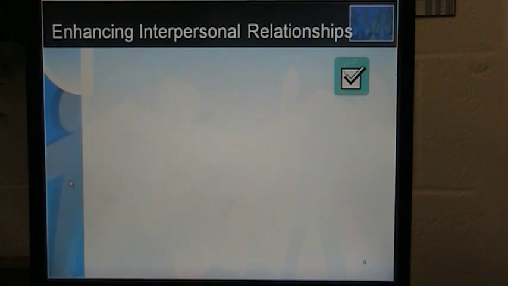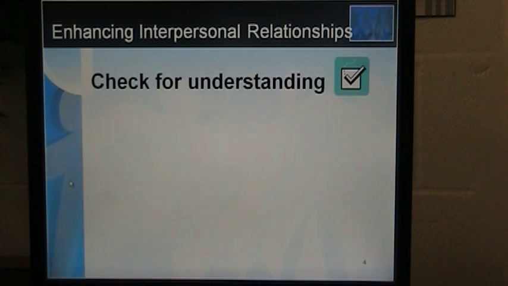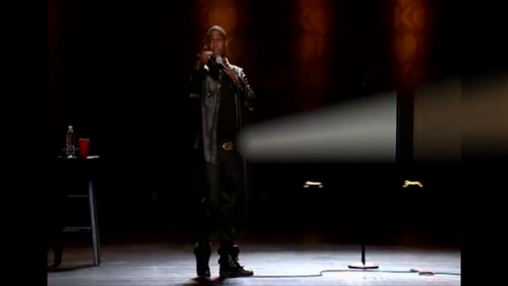Okay, let's discuss some factors that we could incorporate in our lives to enhance our interpersonal relationships. Enhance means to improve. Number 1, check for understanding.